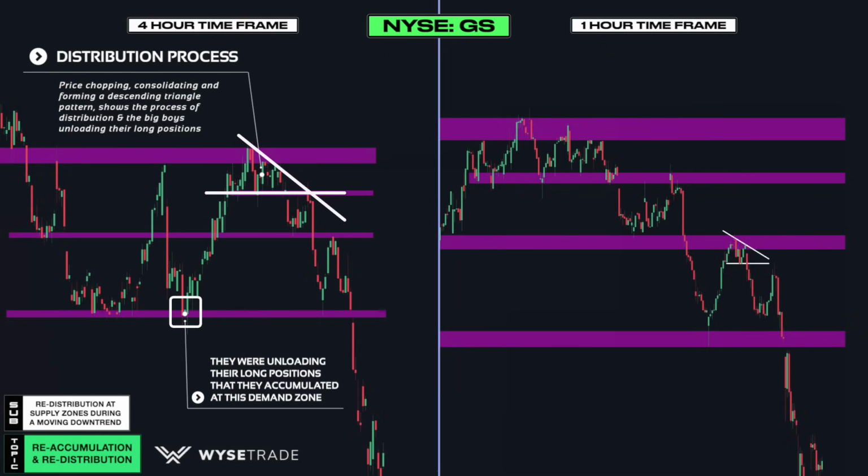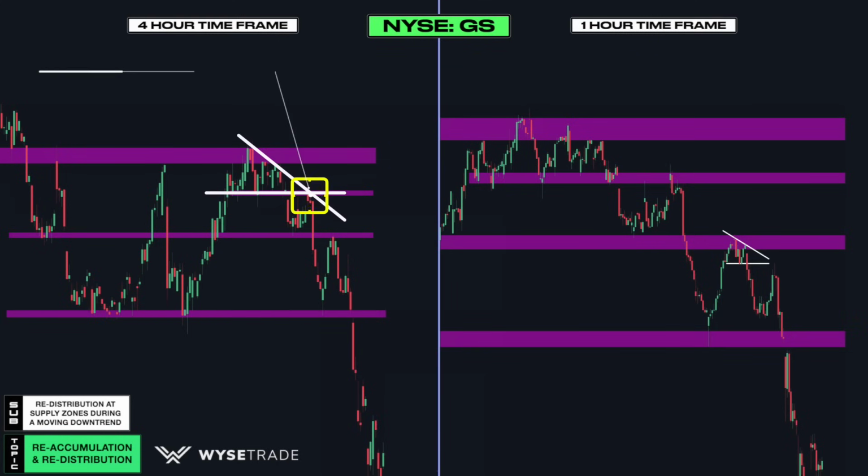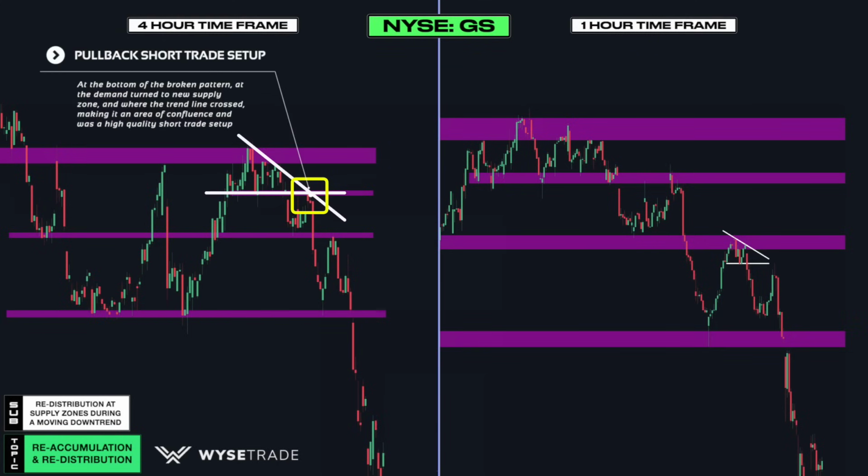zone here previously. Once the pattern breaks below, the trend change is confirmed, and you had a great pullback short trade setup here at the bottom of the broken pattern, at the demand turned to new supply zone and where the trend line crossed, making it an area of confluence and was a high quality short trade setup.